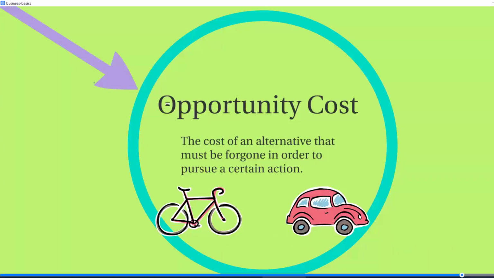Opportunity cost is the cost of an alternative that must be foregone in order to pursue a certain action. Opportunity cost is one of the most important concepts in economics, and it is the thing that you didn't do. So the opportunity cost is the thing you gave up.